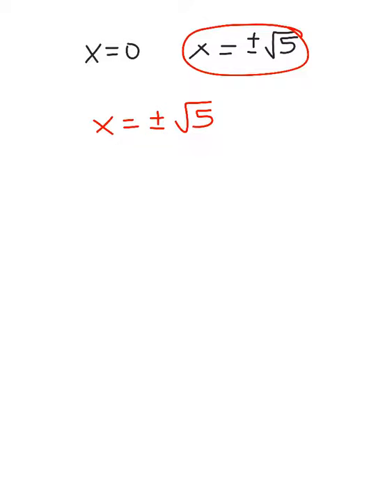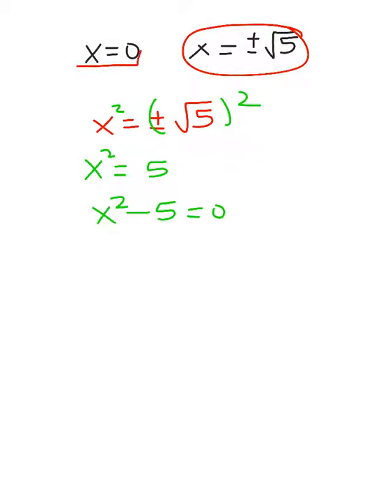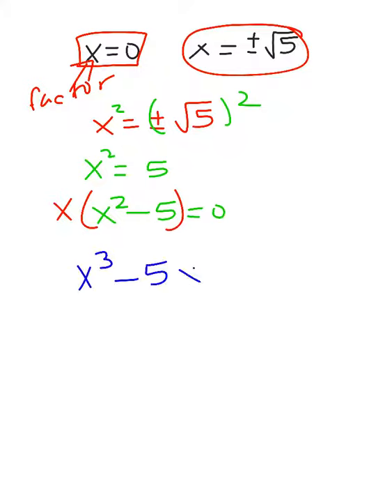To get rid of the square root, I square both sides. So I get x squared is equal to 5. And then just minus 5 from both sides, and I get x squared minus 5 is equal to 0. So now if I have x is equal to 0 as my other zero, then x is a factor. So now I have this factor, now I have to multiply it by x. So distribute the x, I get x cubed minus 5x is equal to 0. So that is number 3.